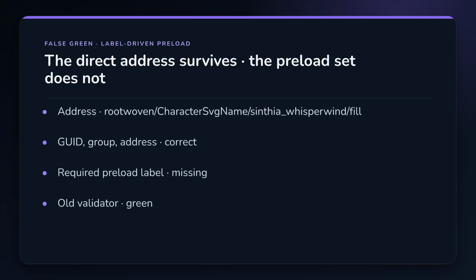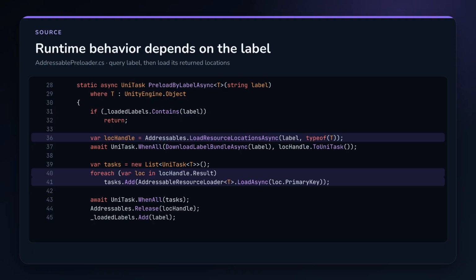One of those false greens came from a missing label. A label is just a tag on an addressable. Our game uses one tag to preload all the assets belonging to a character. If one asset loses that tag, asking for it directly by name can still work, but the character preload quietly leaves it behind. The old validator checked the asset's identity, group, and runtime name, but never checked the tag.